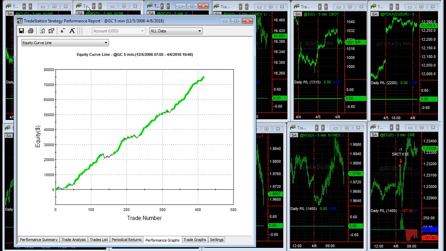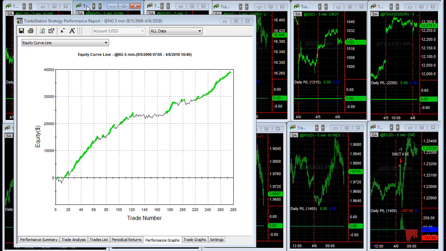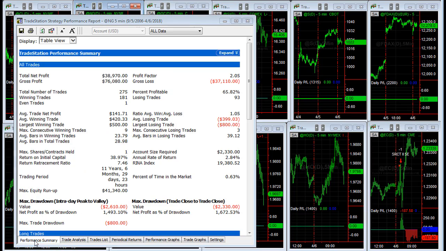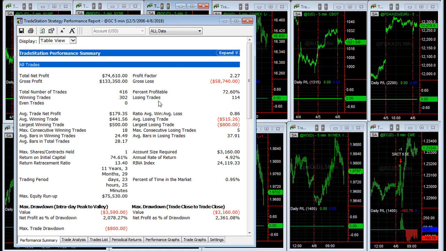Nice equity curve. I don't think I clicked on the equity curve for natural gas, so there it is. And so these are without slippage and commission. Once you add slippage and commission, it will reduce the average trade profit.